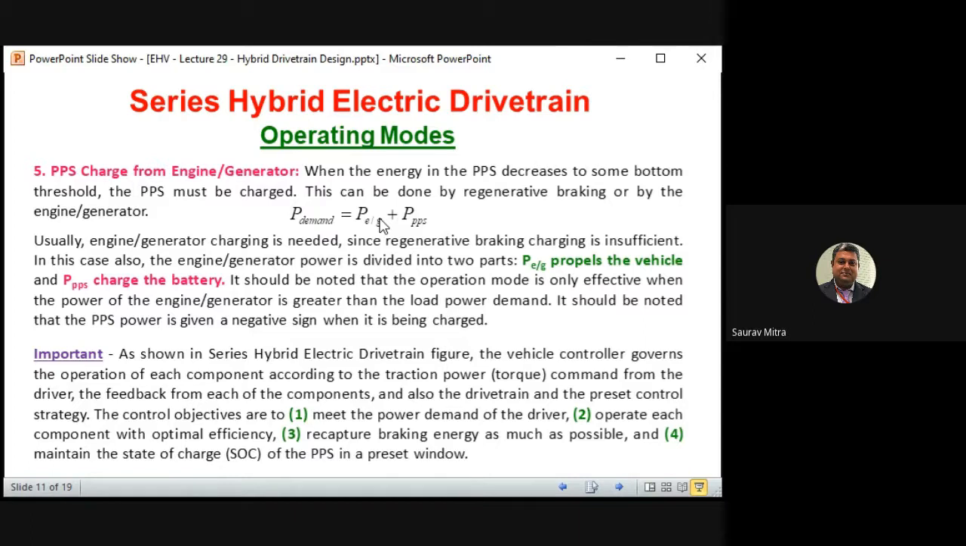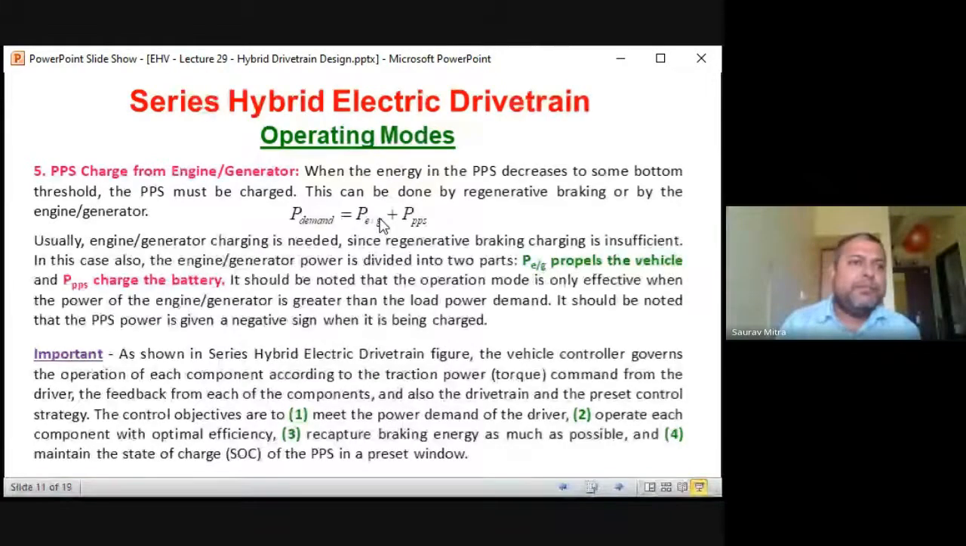So I told you that the driver is giving mainly three commands. First one is the direction, which direction it wants to go. That doesn't come to the engine level. That mainly is the direction control level. And second one is the brake, and third one is the acceleration. So acceleration actually directly comes to the engine level.